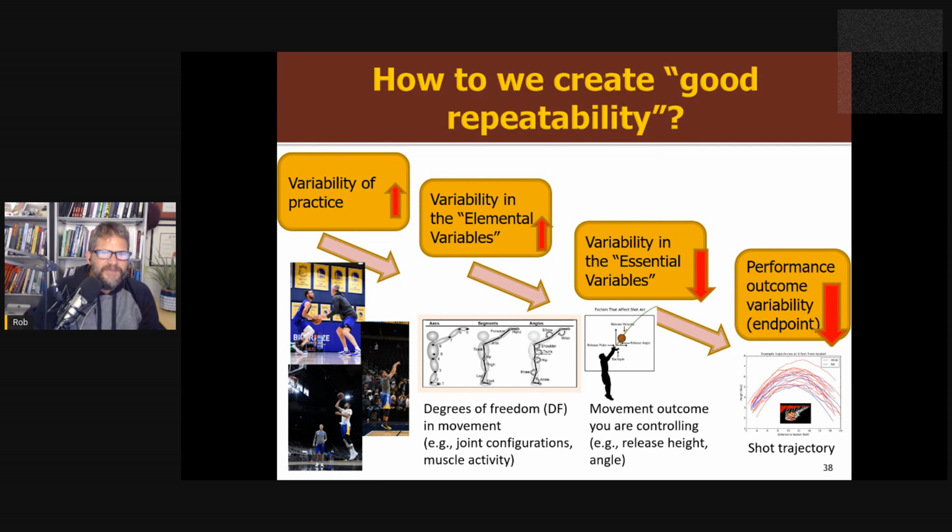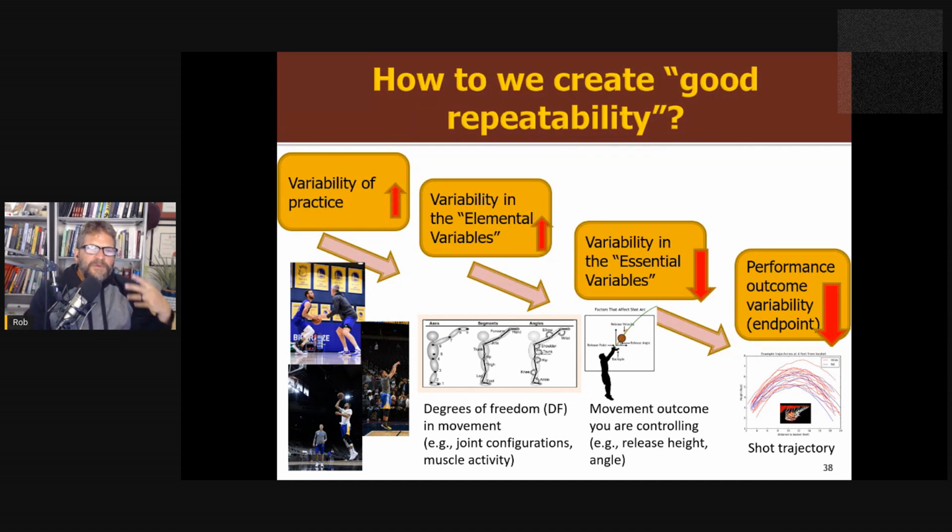So I've been arguing that in most skills, we want some essential variables to have low variability. In pitching and baseball, we want to have a consistent release point. In basketball shooting, we want to have a consistent release point, release height, release angle. But that's not achieved by having the same movements, right? The movements that underlie it, the joint angles and the elemental variables, are different. We get that through variability of practice.